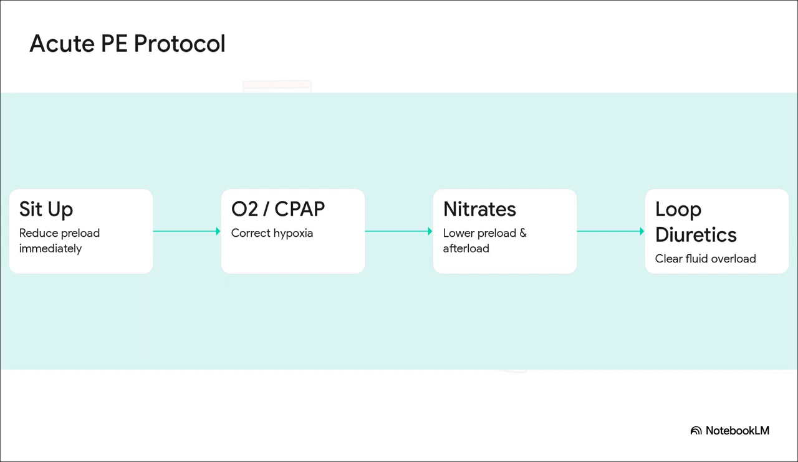Third, you want to administer nitrates. You'll titrate IV GTN upward every 10 minutes. But, and this is crucial, you must watch their blood pressure like a hawk. Stop immediately if that systolic pressure drops below 110. And finally, push an IV loop diuretic, like 50 to 100 milligrams of furosemide, to rapidly combat that fluid overload.